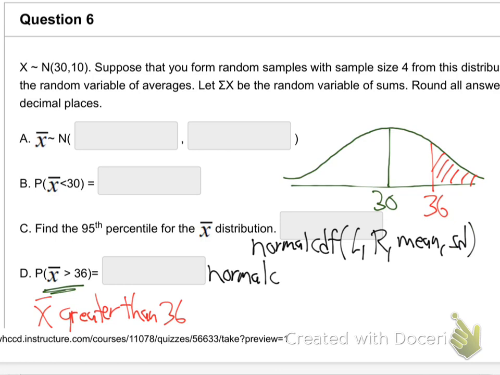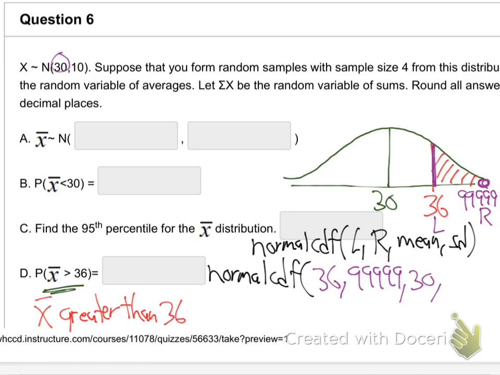So normal CDF. What's the left edge and right edge of the shading? So this is the left edge. What's the right edge? Bunch of 9s, right? So left edge is 36. Right edge is a bunch of 9s. The mean, they told me 30. Standard deviation is 10 divided by the square root of 4, because we are talking about a group, sample size of 4. This is x bar. There we go. Hit the buttons on the calculator.